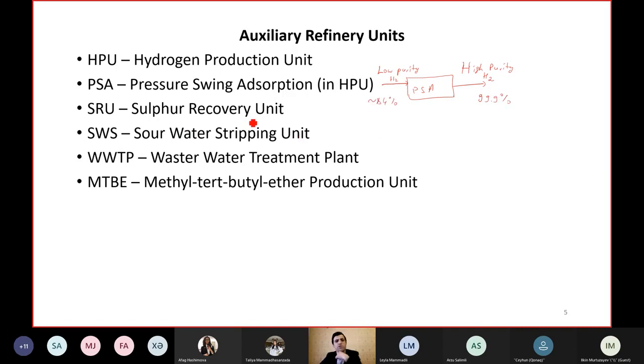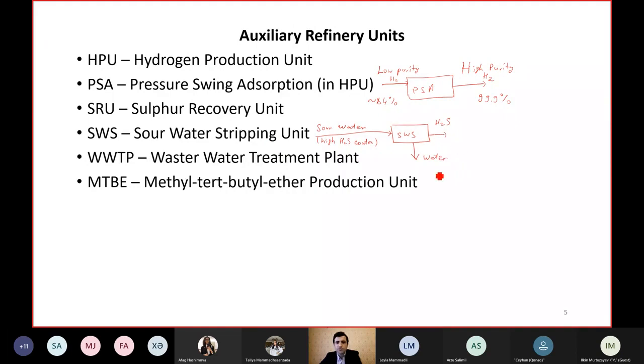Then we have the sulfur recovery, which I talked about. We have the sour water stripping unit. What is that? The sour water. What is sour? It means high H2S content, and it is sent to SWS. What is stripping? Just kind of evaporating. You evaporate the H2S and separate H2S from water.